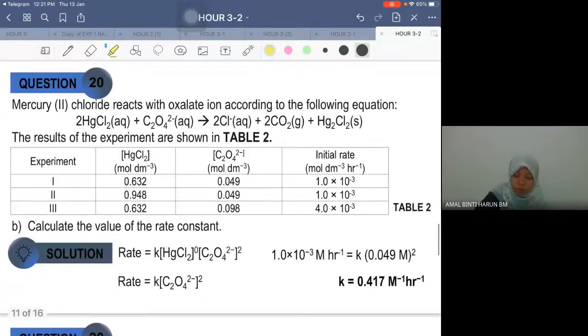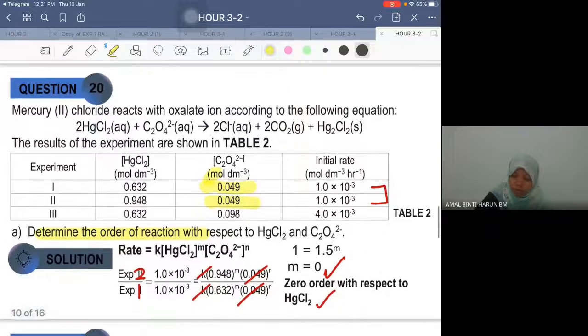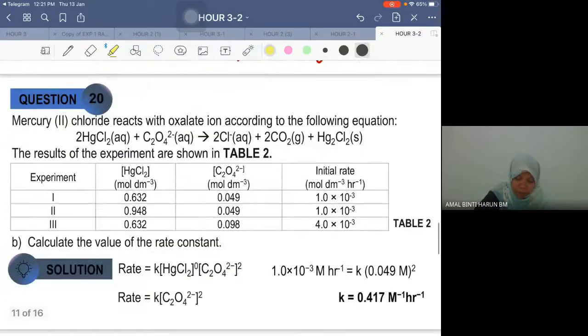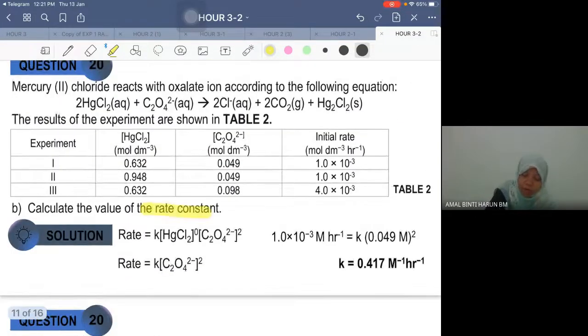Do we need to write the rate law here? No need. Okay. After that, B: calculate the value of the rate constant. So we rewrite the rate law, and this is zero order, so finally the rate law has no mercury chloride. So what do we want to find? Calculate the rate constant. We want to find the value of K.